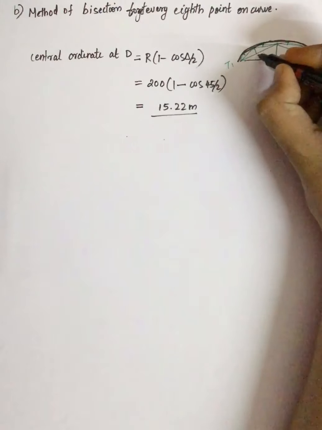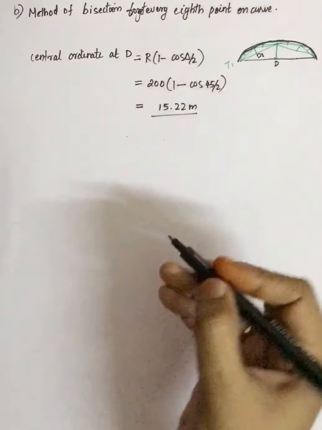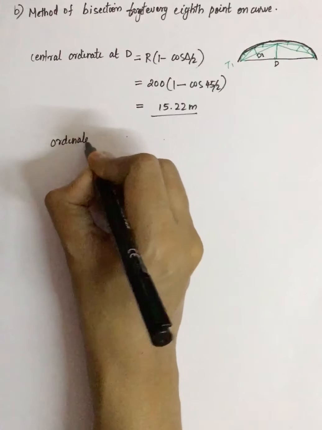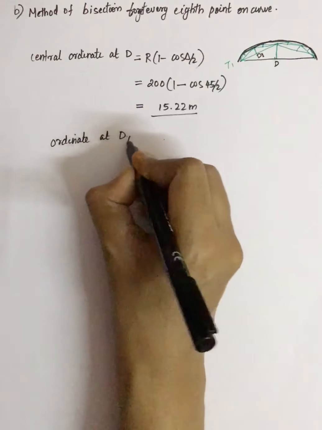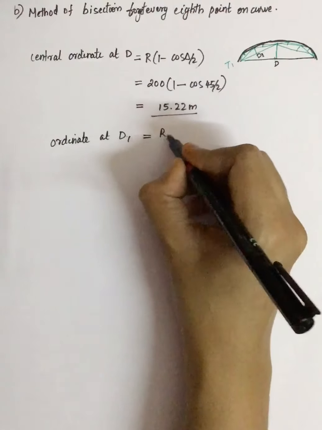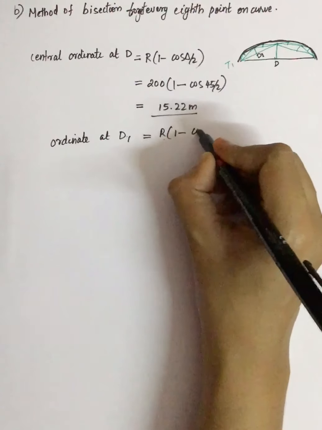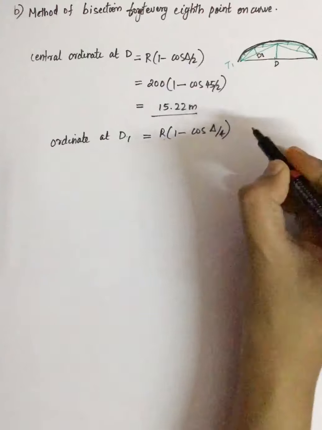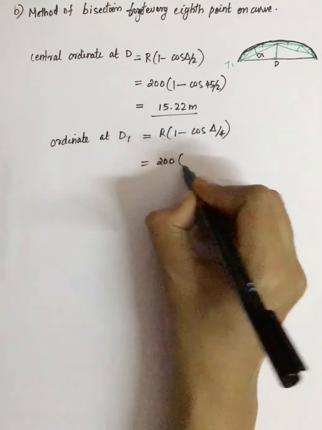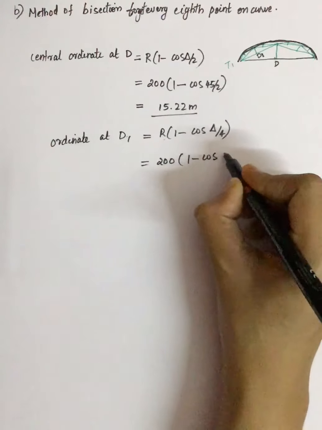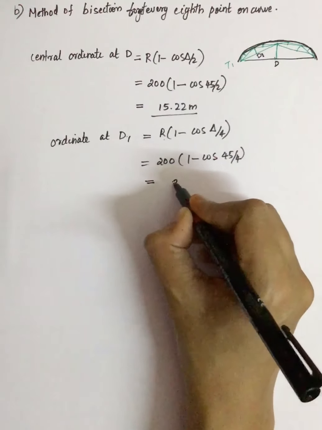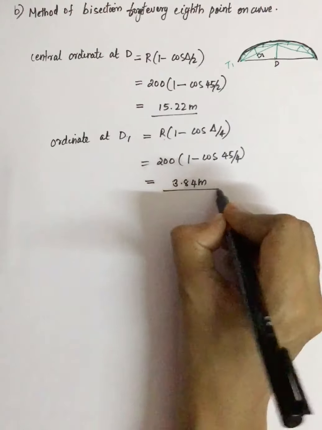Now you need to calculate the ordinate at D1. Okay, so the ordinate at D1 is equal to, again the equation remains the same, 1 minus cos, instead of delta by 2 it is delta by 4. So it is 200 into 1 minus cos 45 by 4, and the value is 3.84 meters.